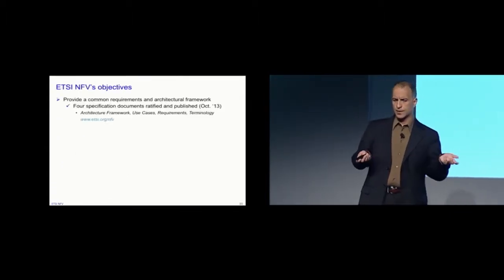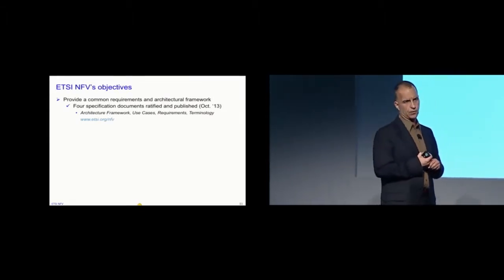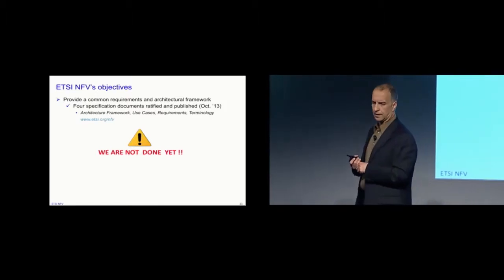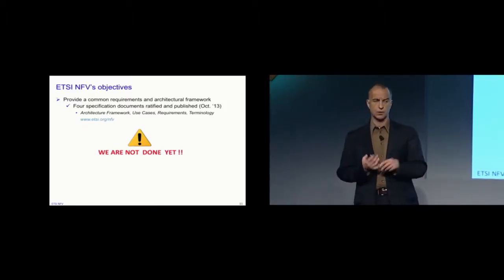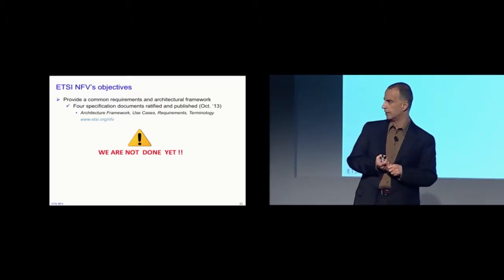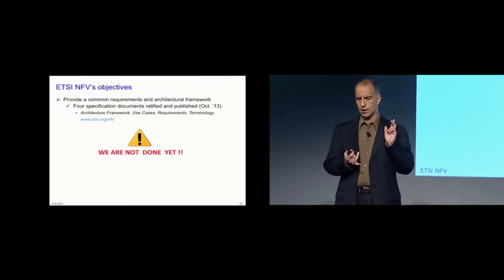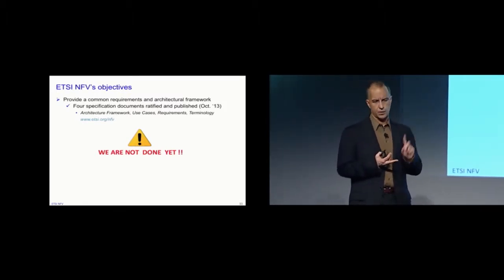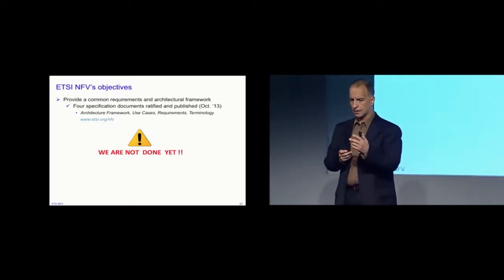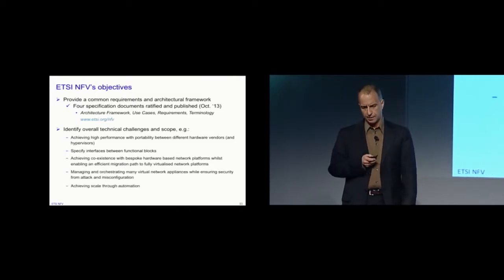All right, so what are the objectives? Well, the objective was to provide, again, a common requirements and architectural framework. In fact, last year we published 4 specification documents, which were ratified and published on our public portal in October of 2013. These 4 documents are the architectural framework, the use cases, the requirements, and terminology. You can check this out at the website. However, we're not done yet. There are a few more things to touch upon.